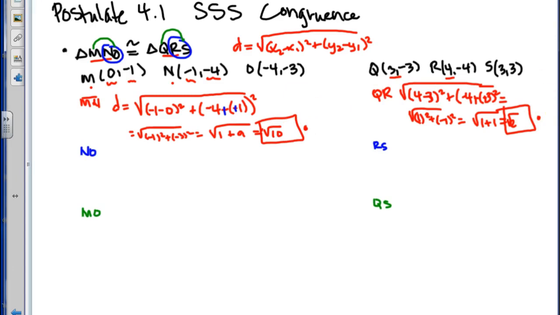The next postulate is 4.2. Postulate 4.2 talks about side, angle, side congruence. It says if you have two sides and the angle that's between them, the included angle, in a triangle, and those are congruent to another triangle's two sides and the angle between them, then the two triangles are congruent.